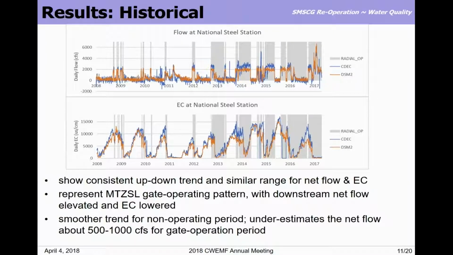The concern is when the gate operated, and you can see we captured the water flow elevated, and at the same time when it's operated, the EC drops. So there's a discrepancy, and you can also see here we underestimate our net flow, sometimes by about 500, sometimes even bigger. Although sometimes like this, we're not sure if it's a sensor problem.